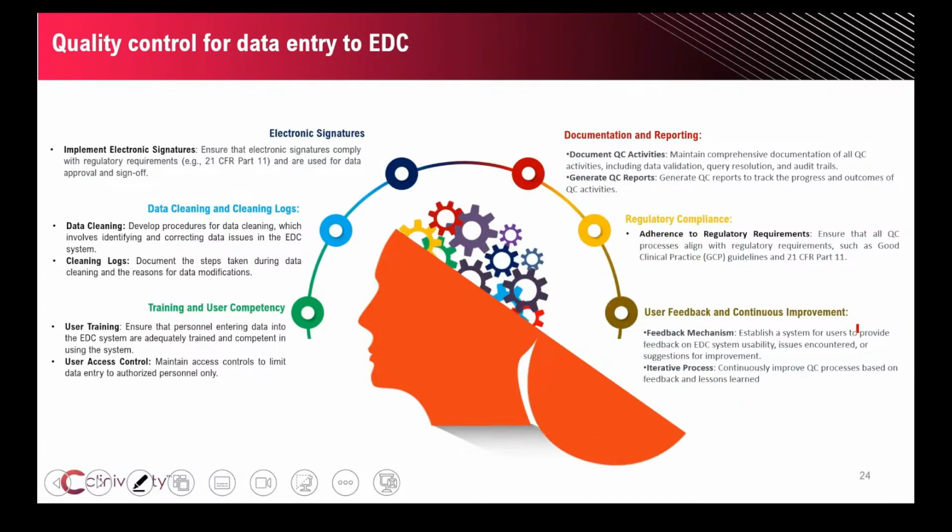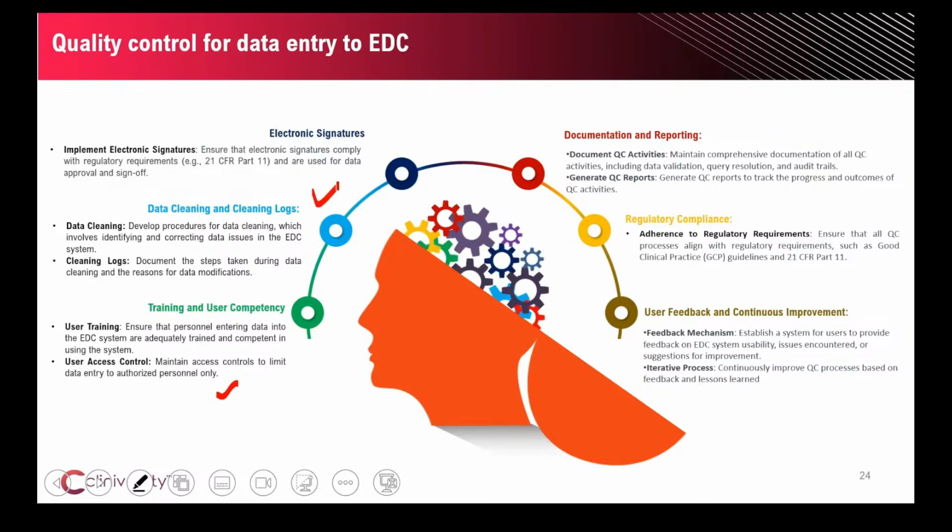Training and compliance of the users. This will ensure that the personnel who enter data into the EDC system are adequately trained and competent in using the system. Then there is also user access control, where it's important for every organization to maintain the access controls, do authorization checks frequently, keep checking if the right people have the right kind of accesses, and those who are no longer part of those projects, their accesses are being revoked.